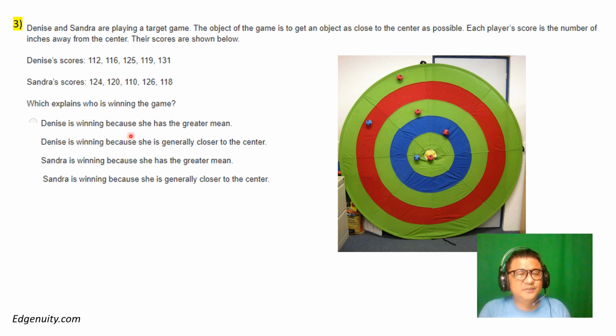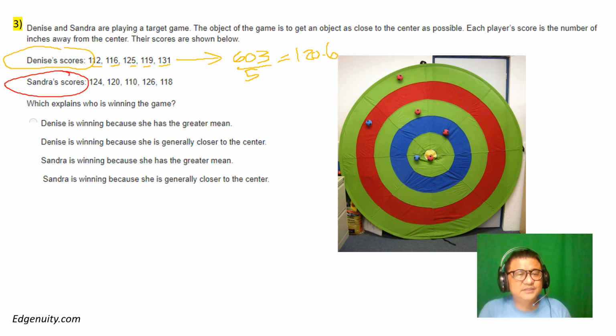Denise is winning because she has a greater mean. Oh, we have to solve for the mean. Okay, so let's solve for the mean. Let's start with Denise. Denise's scores, let's add them up. Our total is 603. Divided by how many? Divided by 5, I will get 120.6.